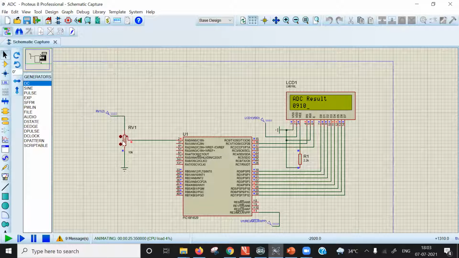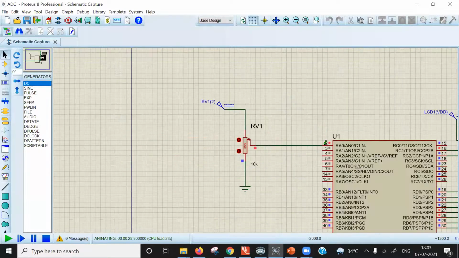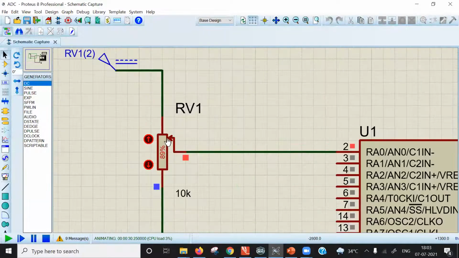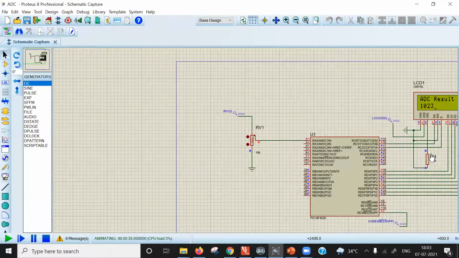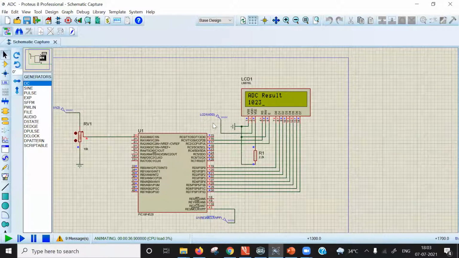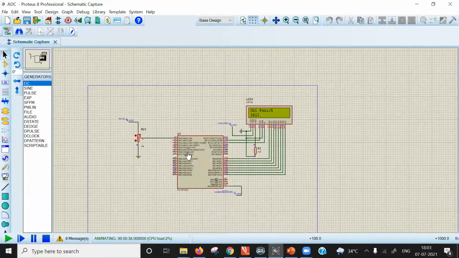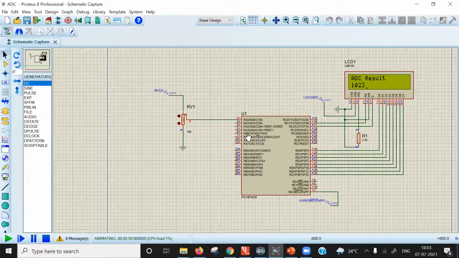Now what we will do, we will apply maximum possible voltage, which is 5 volt, and we will see the result on the LCD display. So maximum possible will be 100%. Okay, it is 100% now. You can see the result 1023 as it is a 10-bit ADC. This is maximum possible digital data.